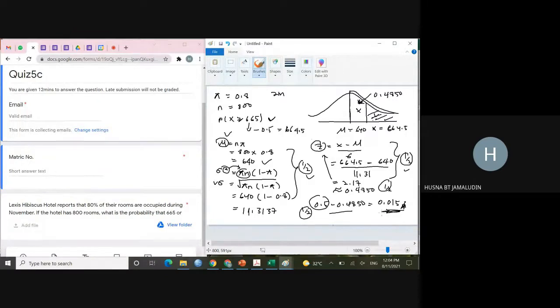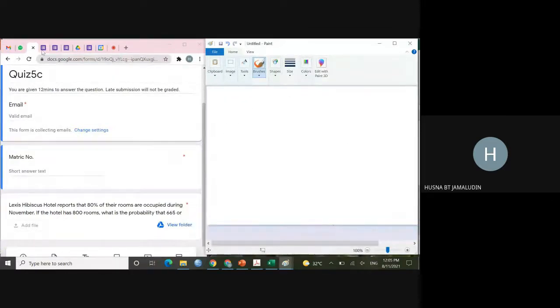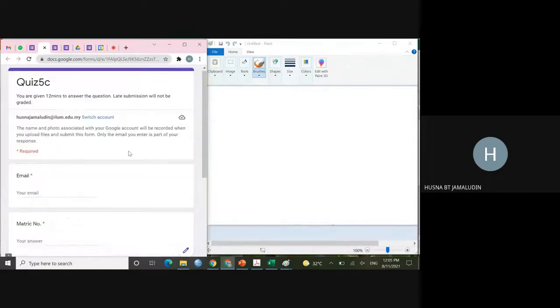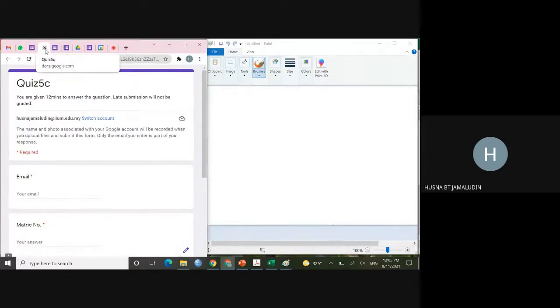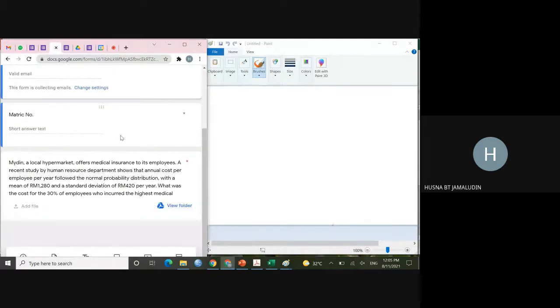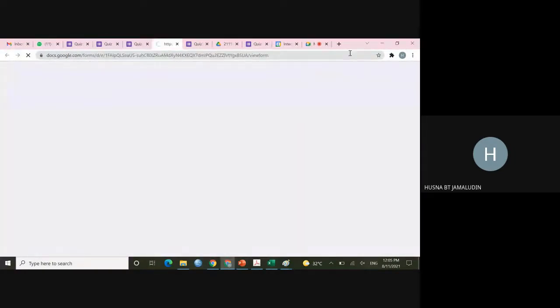Anything else you want to ask? You want to clarify? Is it clear? Clear. Okay, so let's move to the next question. Okay, this is false. Is it okay? Okay, this is for section 6. I also have to make it preview so that we can see the whole thing.